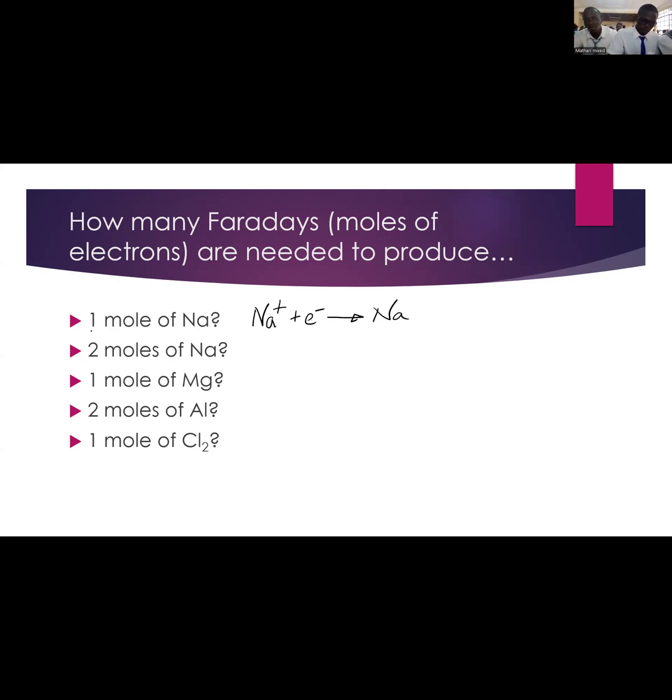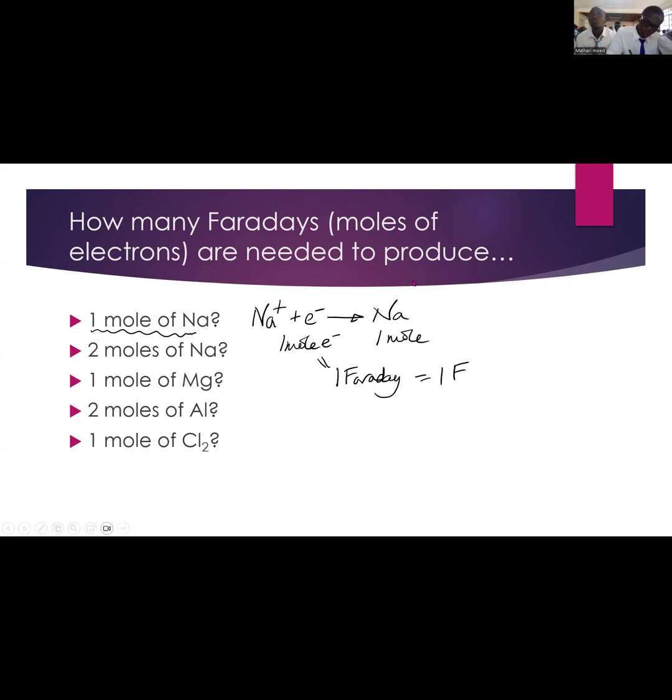Then I'm going to look at the question. The question says 1 mole of Na. Well, to produce 1 mole of Na, I need 1 mole of electrons. 1 mole of electrons equals 1 Faraday, which is 1 F.